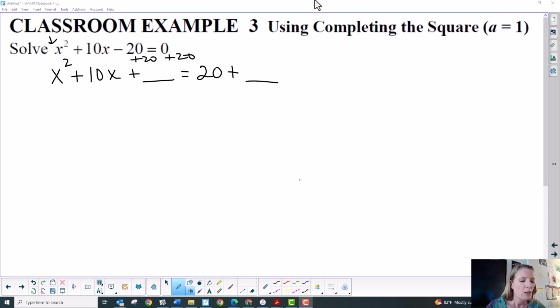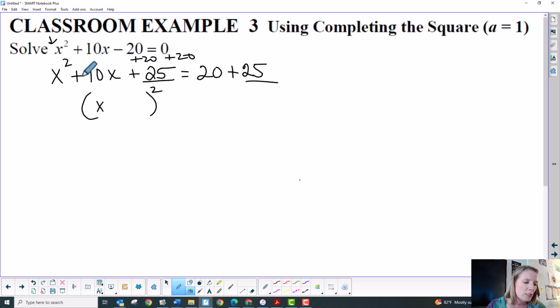So anyway, you take half of the 10, which is 5, and you square it. So what goes in the blank is 25. Then you factor the left side. So you want to know what multiplies to give you 25 and adds to give you 10. That's 5 and 5. So the other way of looking at it is you bring down your x.